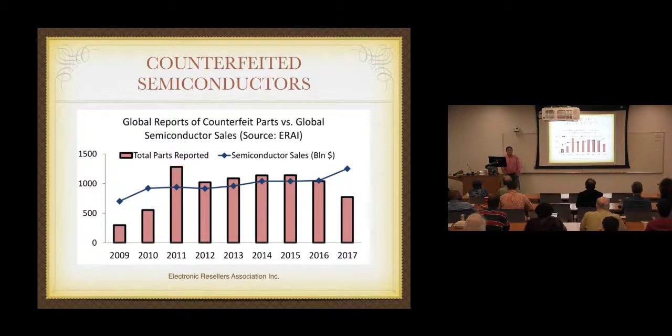So here is a report from ERAI, the Electronic Resellers Association, and they reported counterfeit parts. As you can see here, the number of reported counterfeit parts in the global market is proportional to the global semiconductor sales in $1 billion. Generally speaking, among roughly $1 billion of sales, there is one reported incident. This has been constant, kind of stable, for the last probably 8 or 9 years.